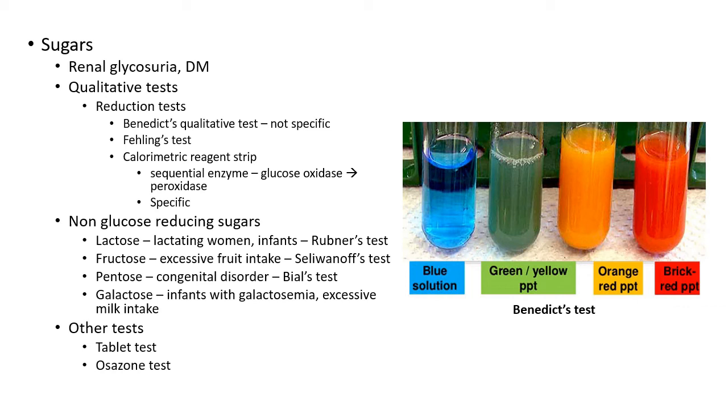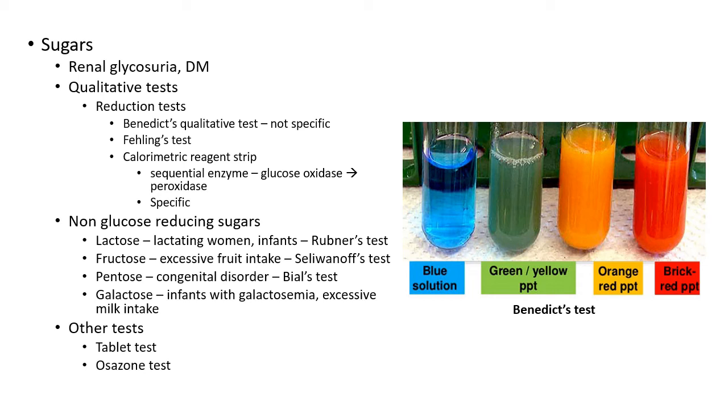Pentose is a rare sugar usually seen in congenital disorders. It is detected by Bial's test. And galactose is a sugar found in urine of infants with galactosemia. Sometimes it is also seen in adults who consume large quantities of milk or other lactose-containing foods.